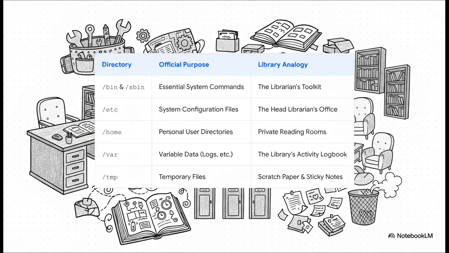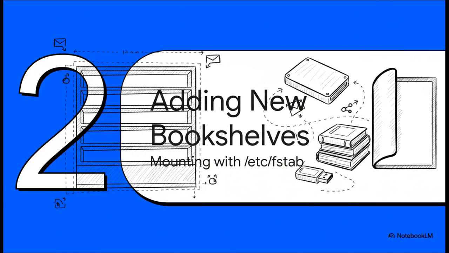Think of the /bin and /sbin directories as the librarian's own toolkit. It's where all the essential commands that run the system are kept. /etc, that's like the head librarian's office. It's where all the important system-wide configuration files are stored. Now, /home is where you live. It's like a collection of private reading rooms, one for each user. Then you have /var, which is the library's ever-changing activity log, full of things like log files. And /tmp, that's just the scratch paper and sticky notes left on the tables, a place for temporary files that don't need to last.